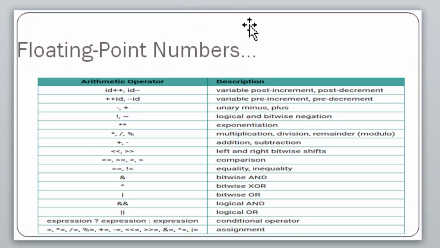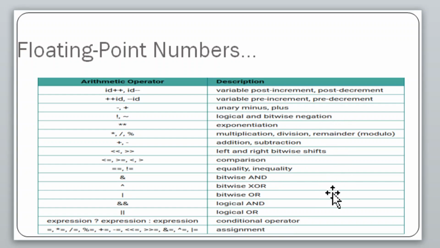And here we have some floating point numbers. We have the arithmetic operators, so we have ID plus plus and ID minus minus, which is variable post-increment and decrement. We have plus plus ID and minus minus ID, which is variable pre-increment and pre-decrement. We have minus and plus, which is unary minus and plus, and so on. I'm going to let you guys kind of go through these.